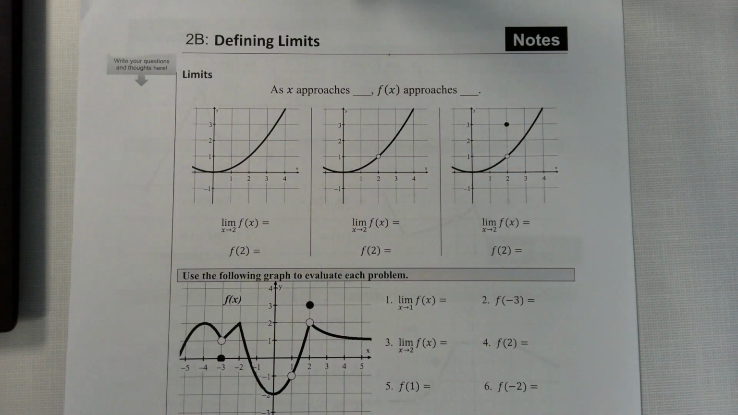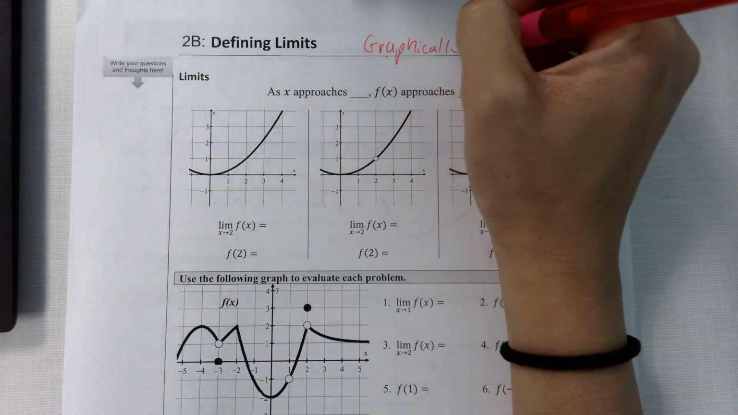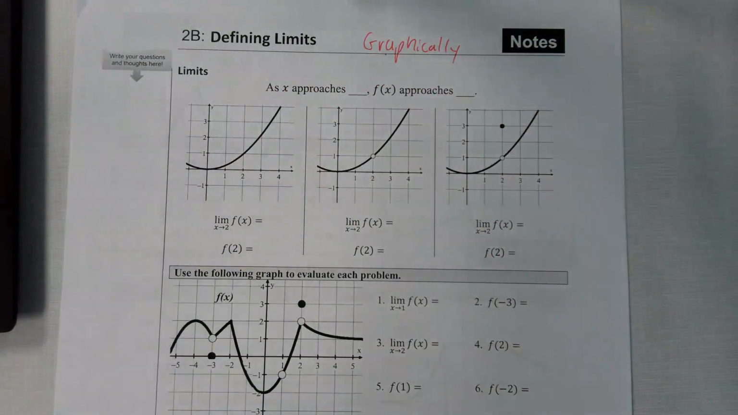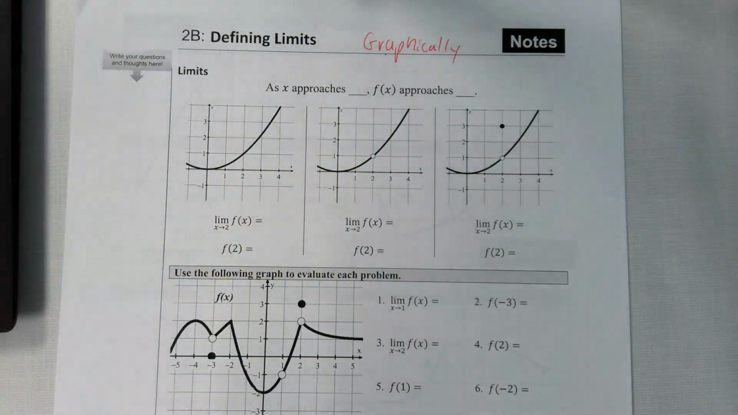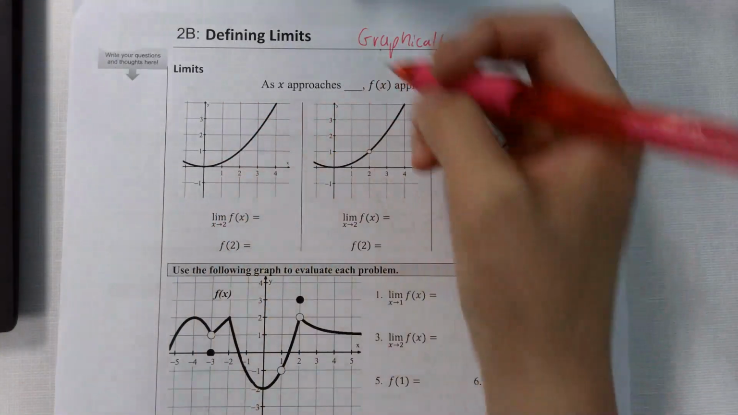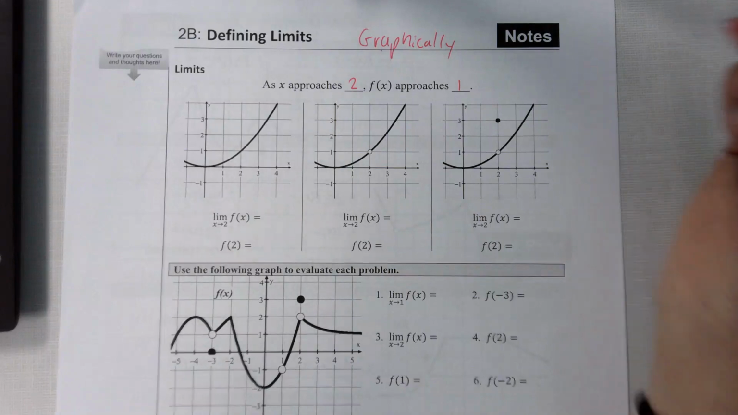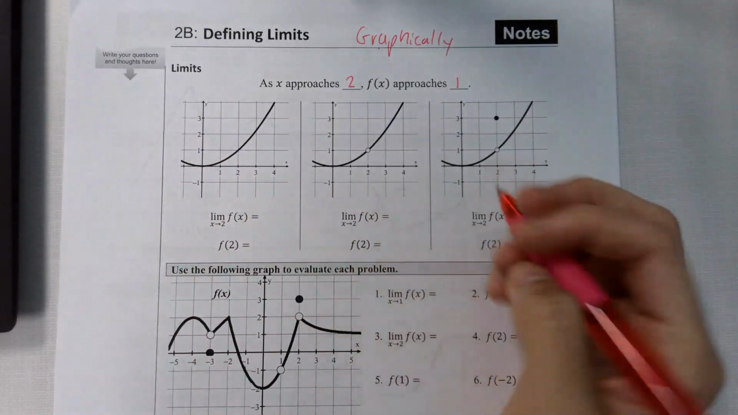So today we're going to define limits, and we're going to start graphically because that's probably the easiest way to conceptually understand it. This was at the end of pre-calc, so hopefully this is a review. All right, so limits. As x approaches 2, f of x approaches 1. Right, so here are 3 examples of this being true.